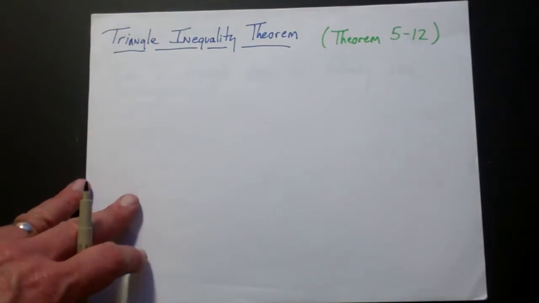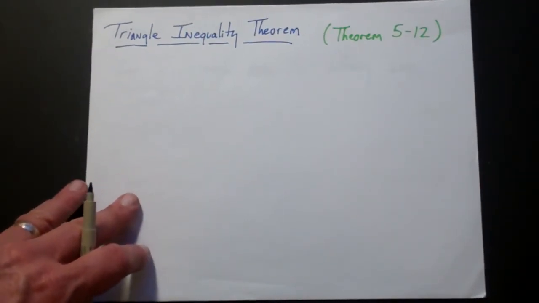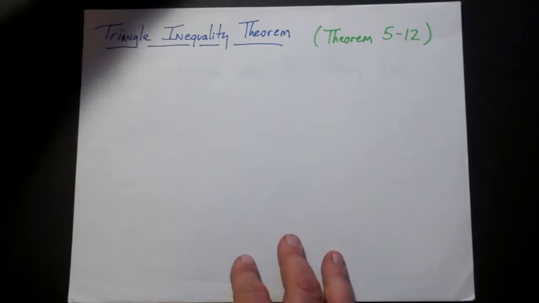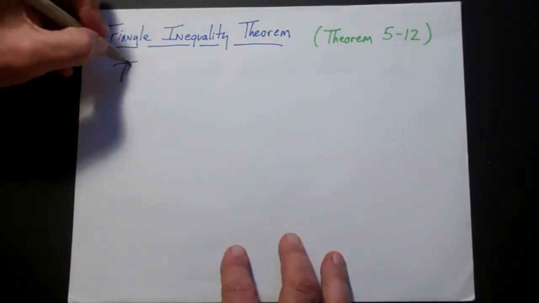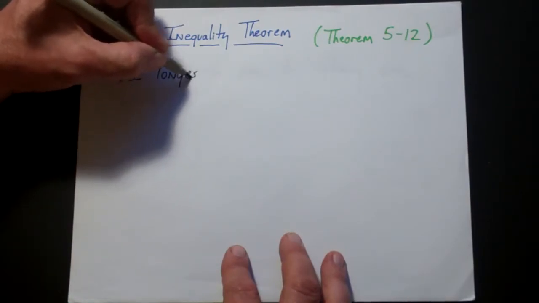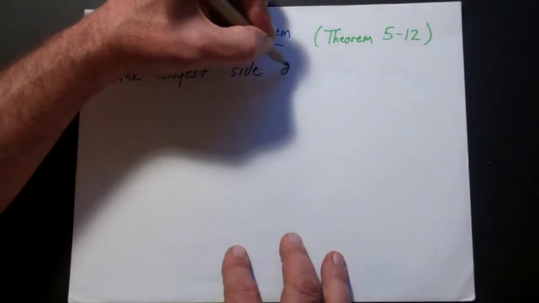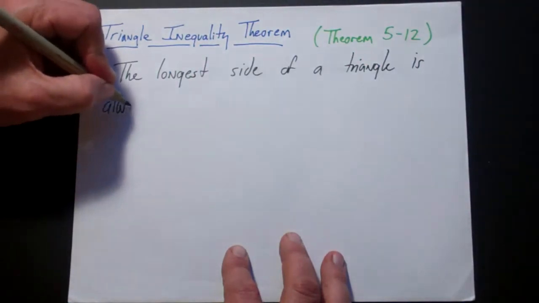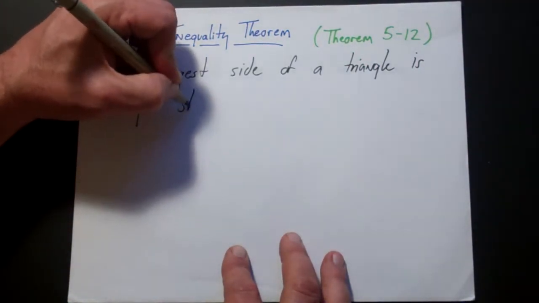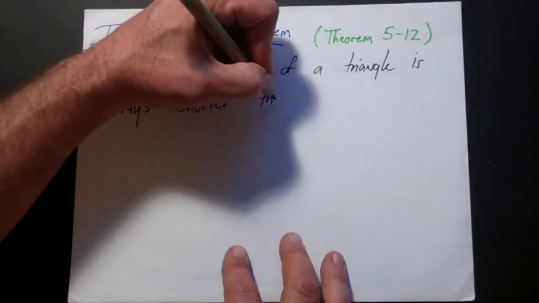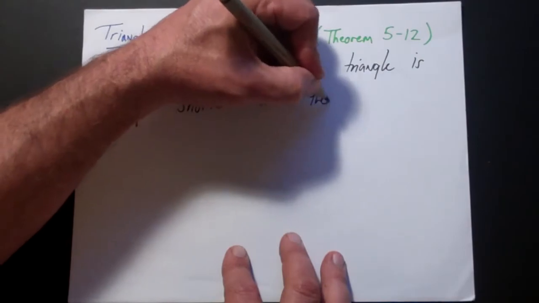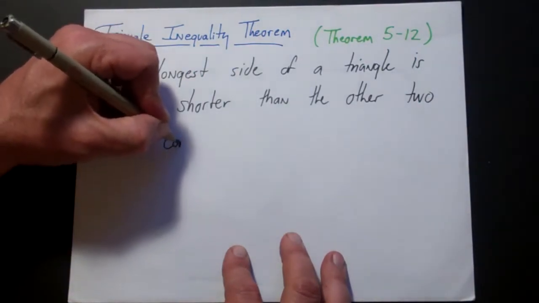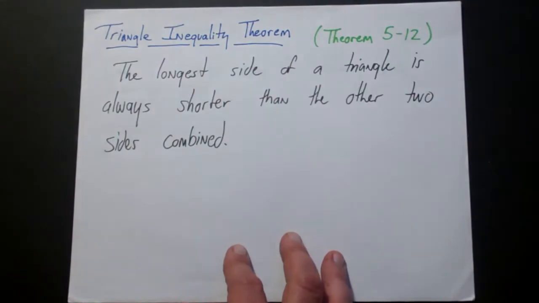The next theorem we have is called the triangle inequality theorem. Now this theorem is fairly well known by name. And this simply says this: the longest side of a triangle is always shorter than the other two sides combined. It's not always written exactly in this form, but it always means the same thing.